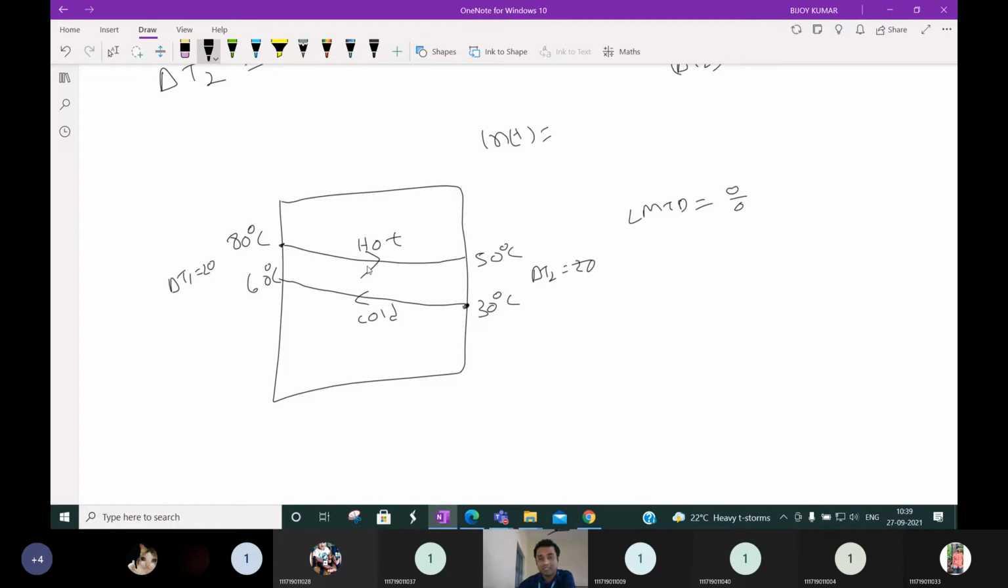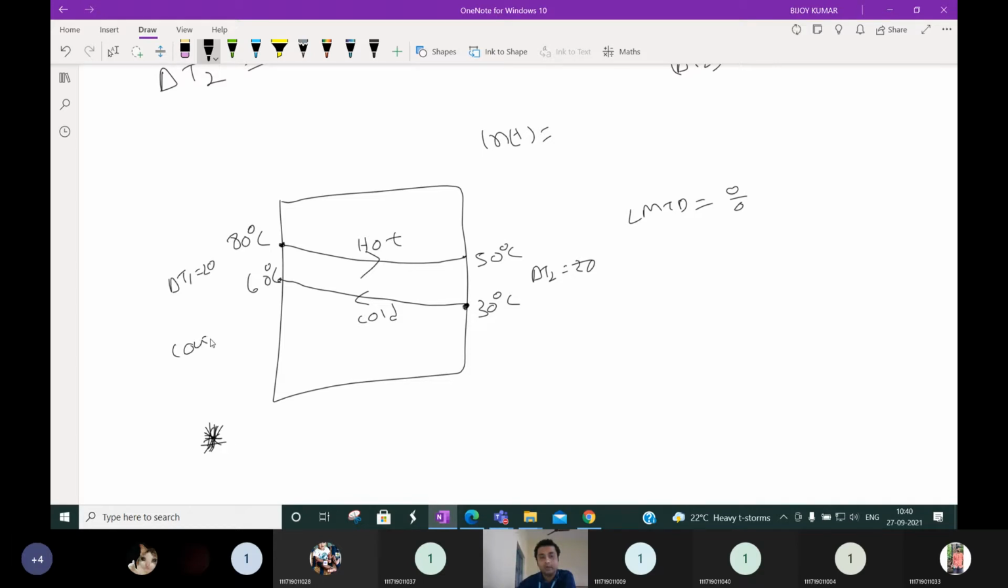So can we say that heat is not transferring? It is clearly observed that the temperature is decreasing from 80 to 50 degrees centigrade, and here the temperature is increasing from 30 to 60 degrees centigrade. It means there is a heat interaction. Then why is LMTD coming 0 or undefined? So in this type of case, we have a special case.